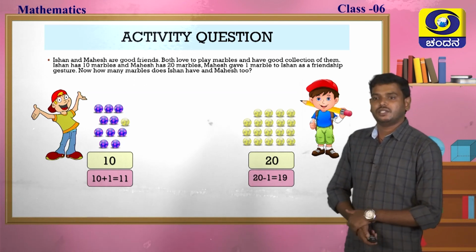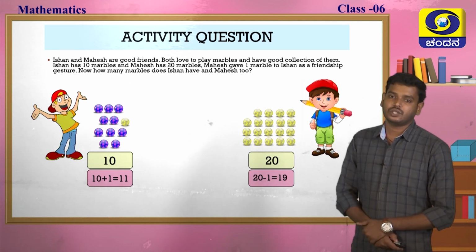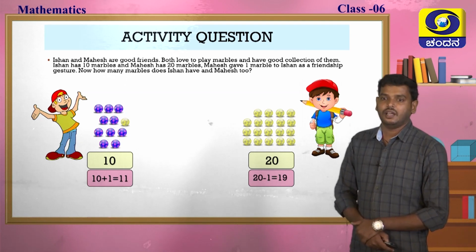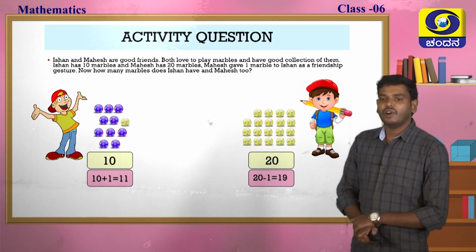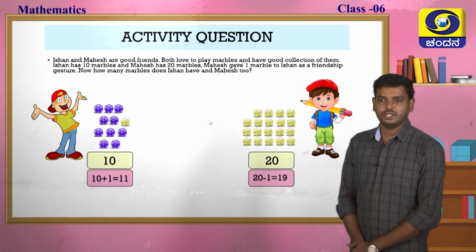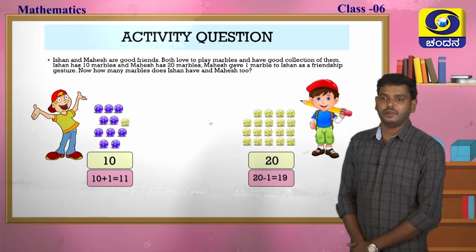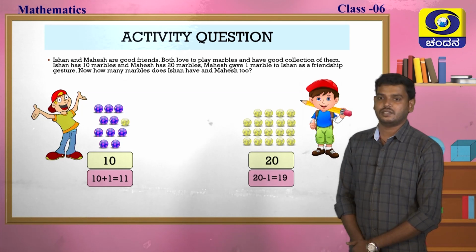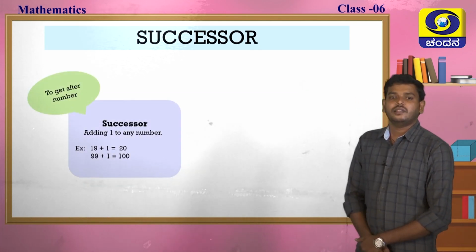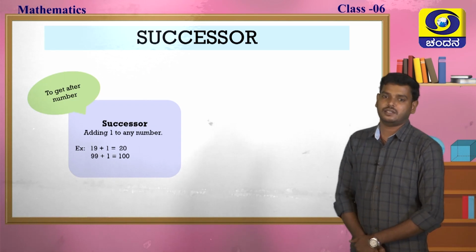But in mathematics, adding 1 to any number is called successor and subtracting 1 from any number is called predecessor. Okay, children. We will study in detail about successor and predecessor in the next slide now. First we will move to successor. Successor is nothing but adding 1 to any number.